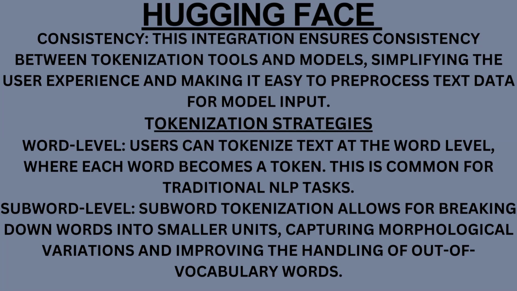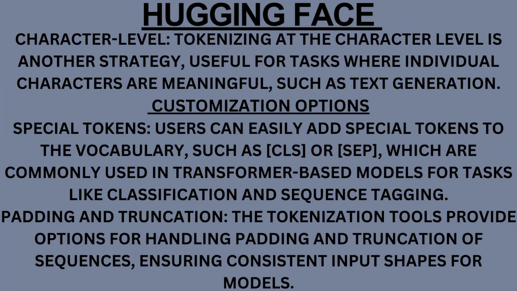Tokenization strategies. Word level. Users can tokenize text at the word level where each word becomes a token. This is common for traditional NLP tasks. Subword level. Subword tokenization allows for breaking down words into smaller units, capturing morphological variations and improving the handling of out of vocabulary words. Character level. Tokenizing at the character level is another strategy useful for tasks where individual characters are meaningful, such as text generation.